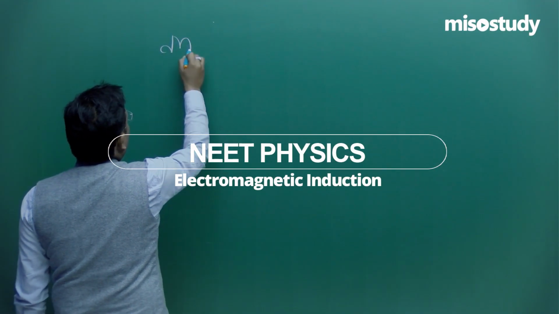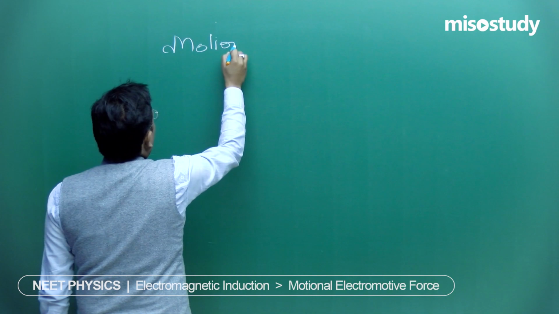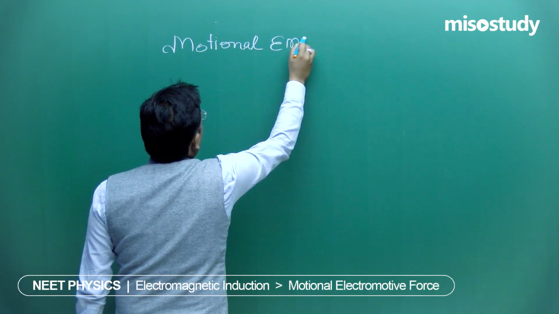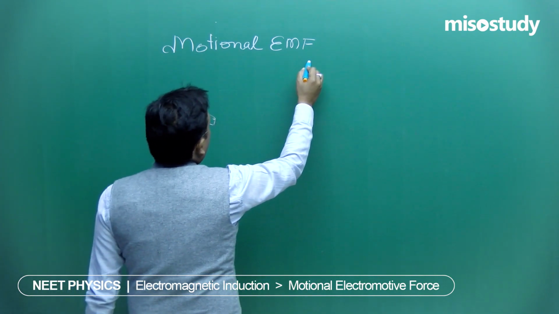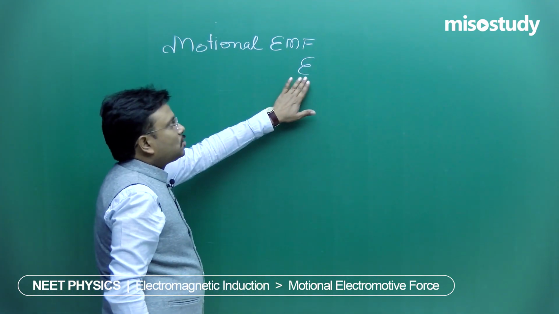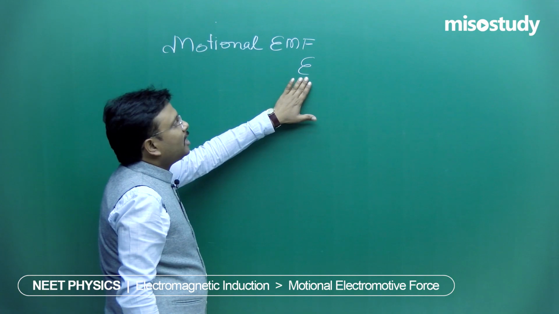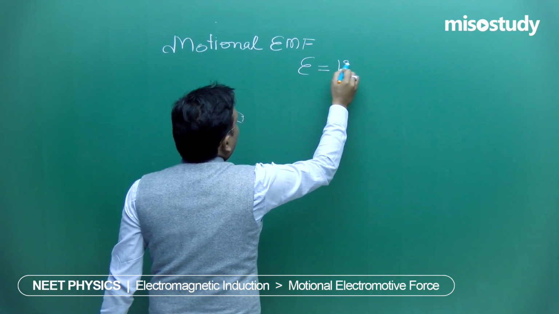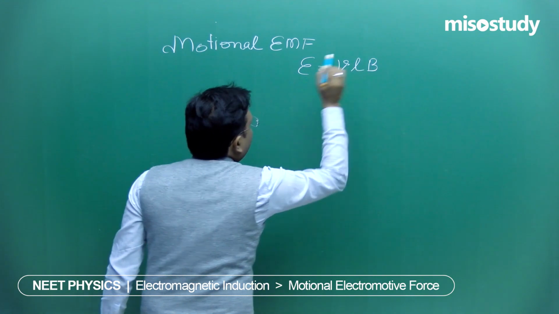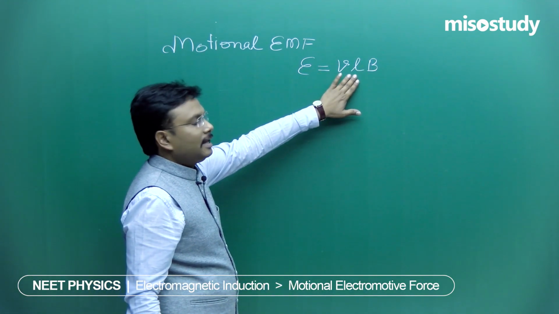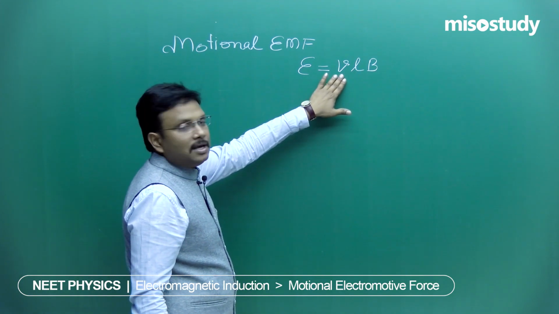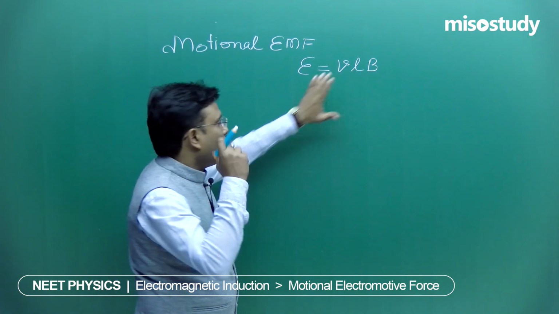Then it should be like motional EMF, that is going to be induced electromotive force, that is normally represented by capital E, equal to vlB. What is l? l is the length of the conductor, B is the magnetic field, and velocity v is that with which the conductor is moving.